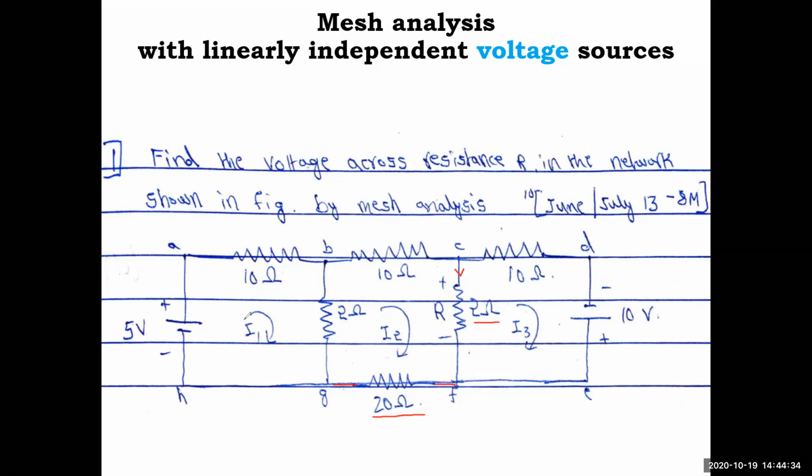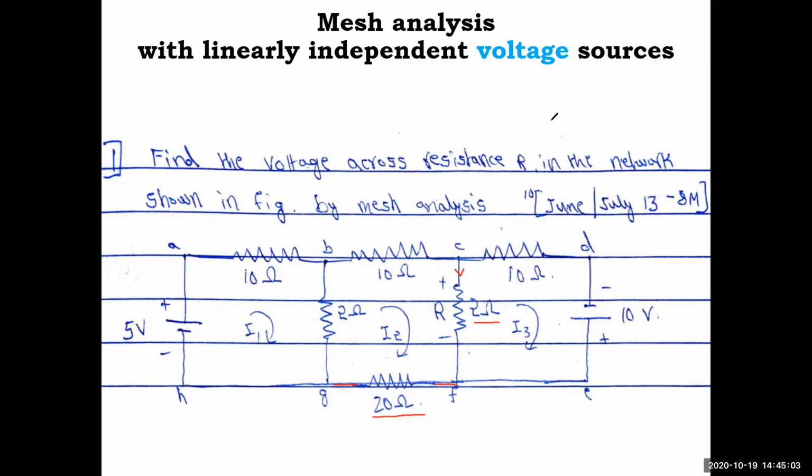So this is the question. You have 10 ohm, 10 ohm, 10 ohm, here 2 ohm and 2 ohm, here 20 ohm. Here you have minus plus 5 volt and here minus plus 10 volt. In the example network this was plus minus, but here it is the opposite. The same will be reflected in your mesh equations. So pause it and write down. I will go to the next slide.